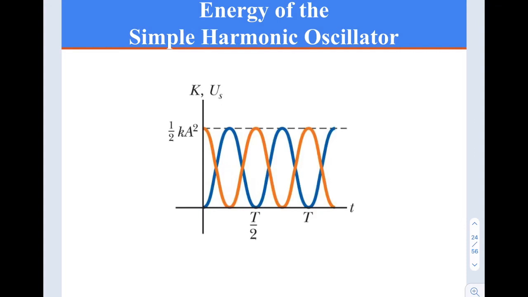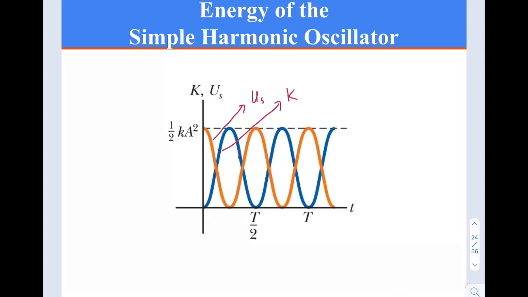In terms of graph, when we observe the kinetic and potential energy within a mass spring system with respect to time, you are going to have this kind of pattern, a sinusoidal wave function. The orange color here is the U_s, and the blue color here is K. So at any instant, it is actually a combination between the K and the U.